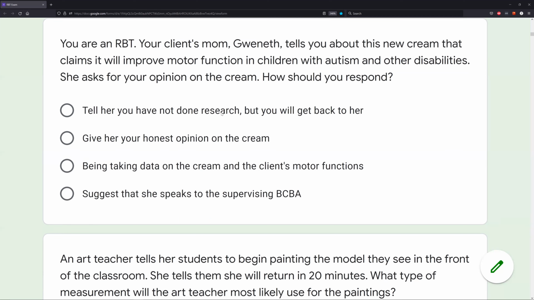A, tell her you have not done research, but you will get back to her. Saying you haven't done research is fine, but you shouldn't go home, do a bunch of research, and then come back and tell her what you think, okay? That's not your role as the RBT.